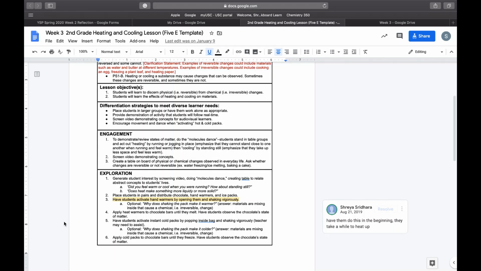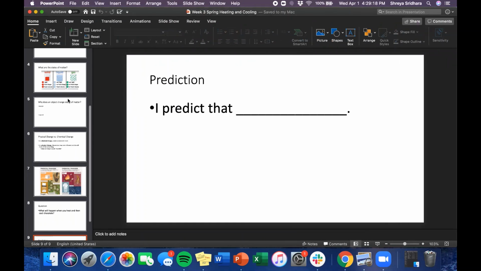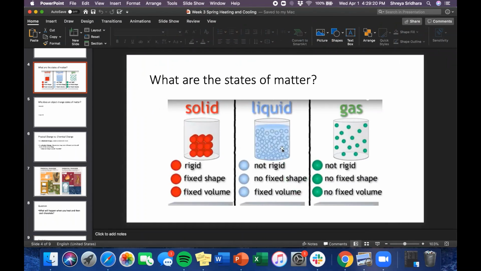So then I go back to this and I said all that was happening is that the matter, the molecules in the matter, were moving farther apart and then coming back close together. So is it still the same chocolate? Is it still made of the same thing? They usually can say yes.